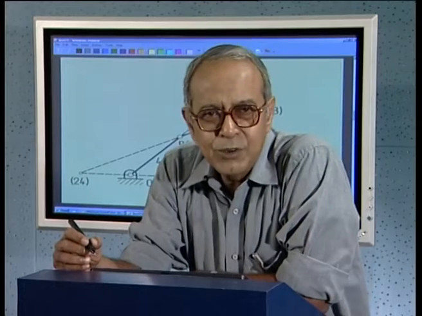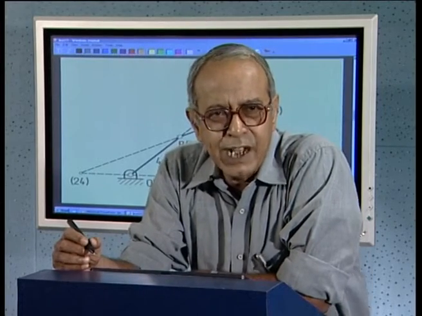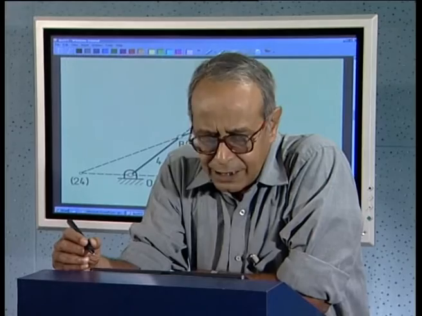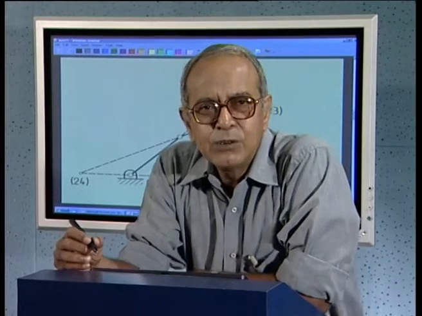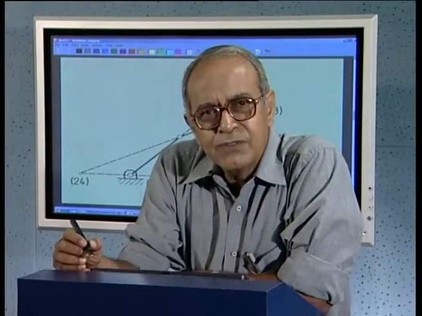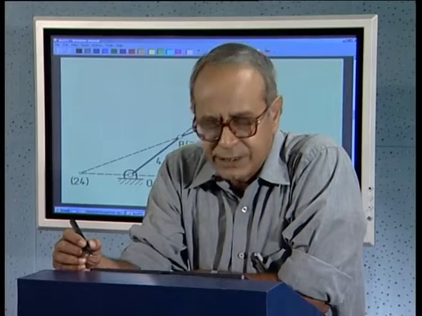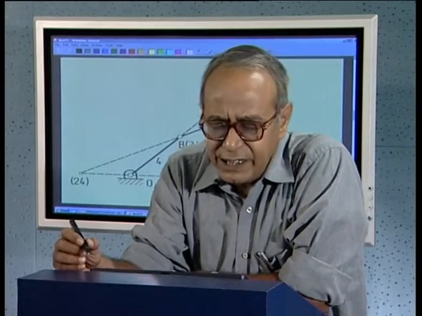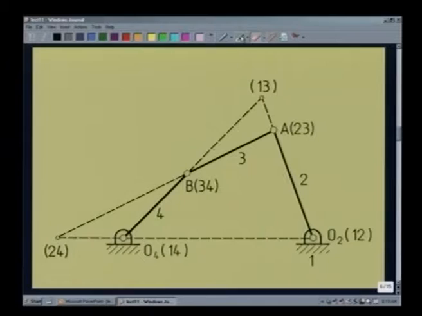Today, we continue our discussion on relative ICs of planar linkages, and then we shall see how these relative instantaneous centers can be used for the purpose of velocity analysis of these linkages. To start with, let me take an example of the simplest 4R linkage. As we see in this figure, we have a 4R linkage, namely O2, A, B, O4.